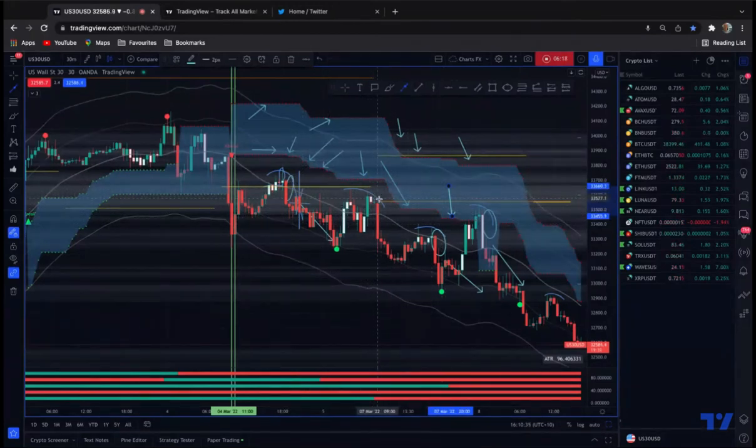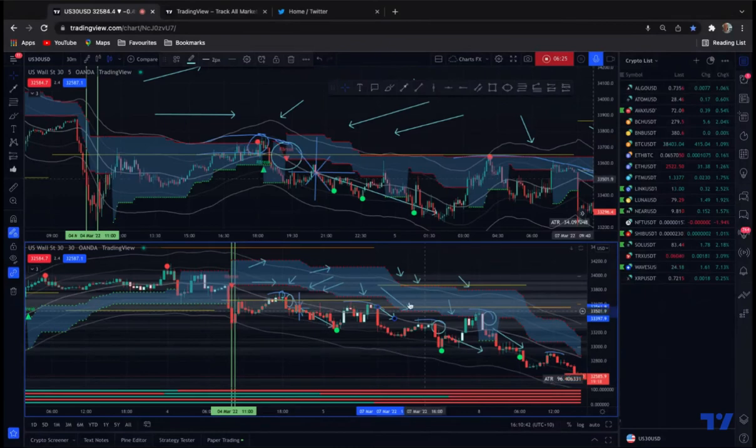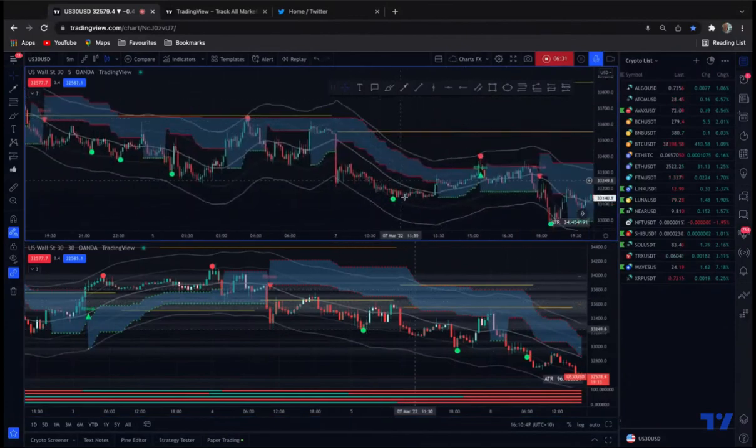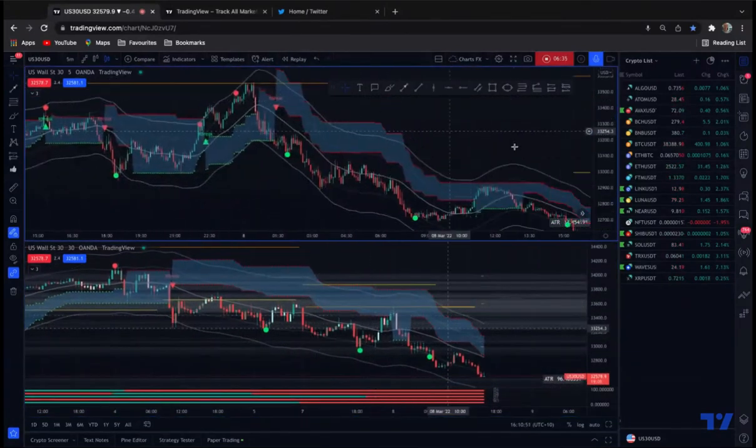These 3 trades worked out very nice. Whoops, what have I done? I've messed it up. Going back out of here now, I've got lines everywhere. Let's just clear everything. So that's essentially how I trade this.